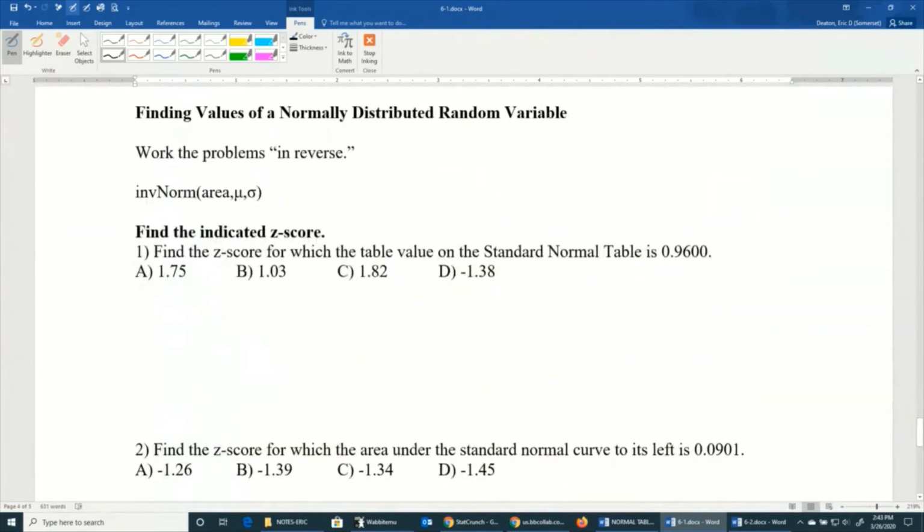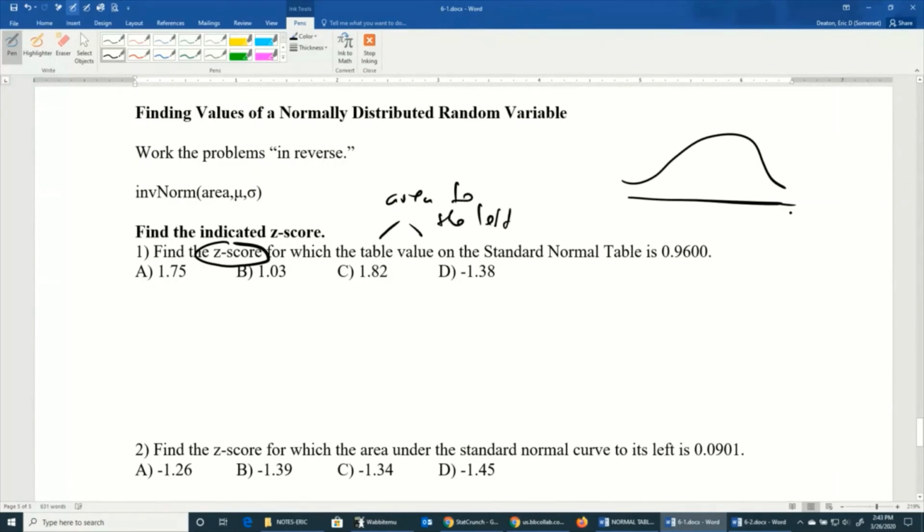Now, these examples are actually going to be backwards. We're going to find the z-score. Different. We're not finding the area, probability, proportion. We're going to find the actual z-score. So I'm going to definitely use a picture to help me out with this. For which the table value is 0.96. Remember, table values represent area to the left of the z-score. So if it says 0.96, it's going to be way over here.